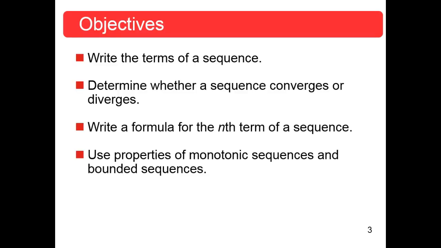And the 4 objectives we have here will first be to write the terms of a sequence. We'll determine whether the sequence converges or diverges. So same type of thing we were talking about with the infinite integrals, improper integrals, that kind of stuff. But now we're talking about sequences. We'll write a formula for the nth term of the sequence. To me, that's part of writing the terms of the sequence. And then we'll use properties of monotonic sequences and bounded sequences. We'll define both of those and see what we get.